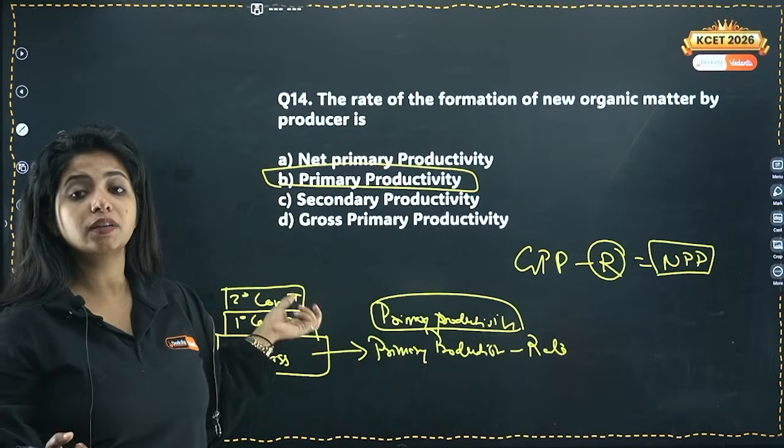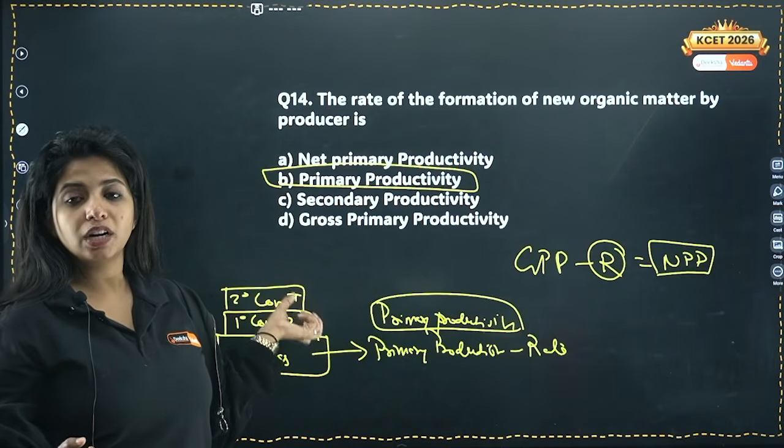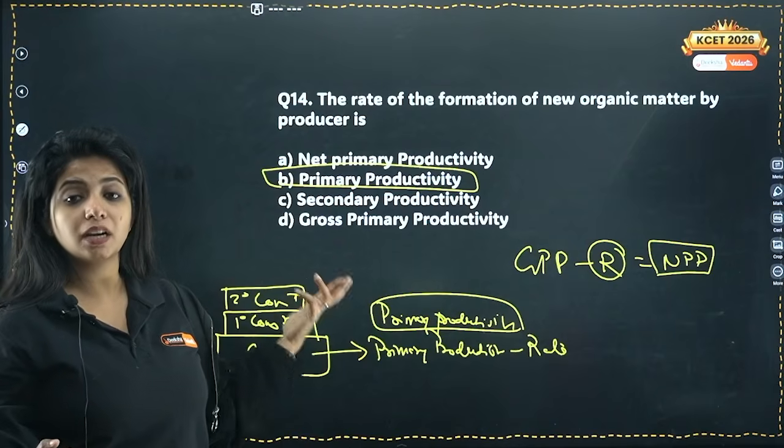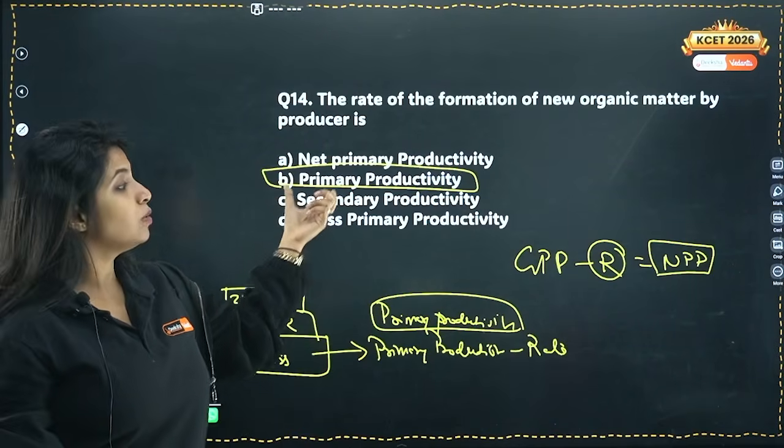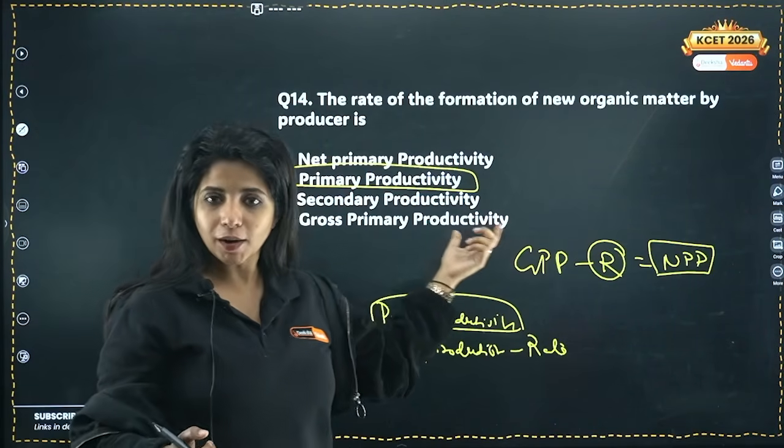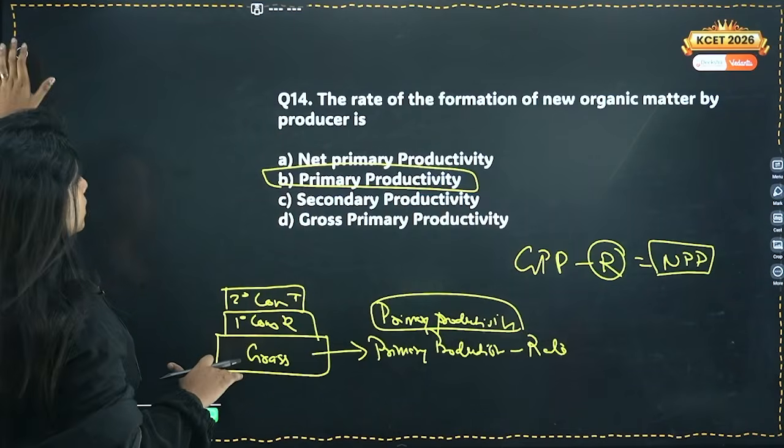The same thing, if it is done by the rabbit: what is the rate of formation of new organic matter by the second organism in the second trophic level? It will be known as secondary productivity. Okay, got it? So please understand it.